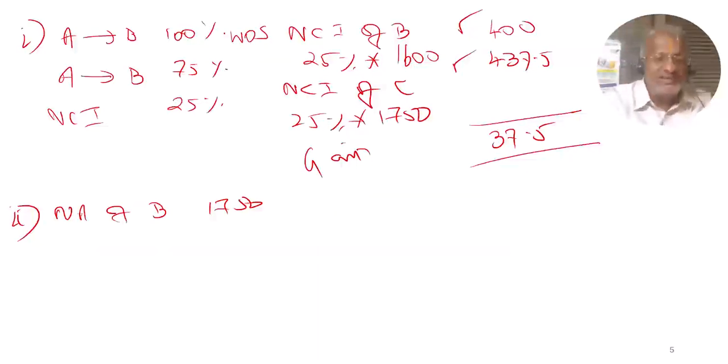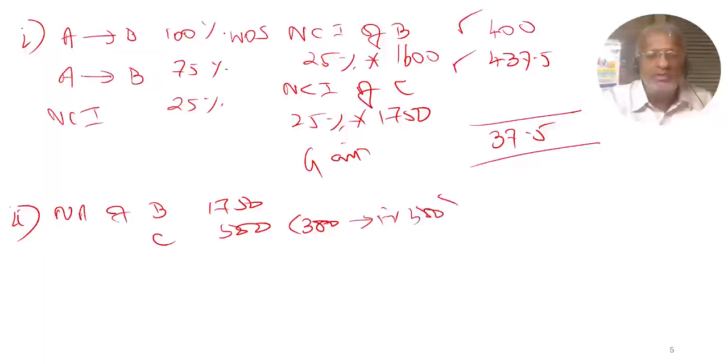So net assets of B is 1750 and the net assets of C is 500. That also they have mentioned. So what was 380 in the balance sheet, they have mentioned that the fair value of that is 500. Any seller for that matter will tell the fair value of the asset that he is disposing. He will not be telling the historical cost. So 1750 and 500 are the total value, that being 2250.